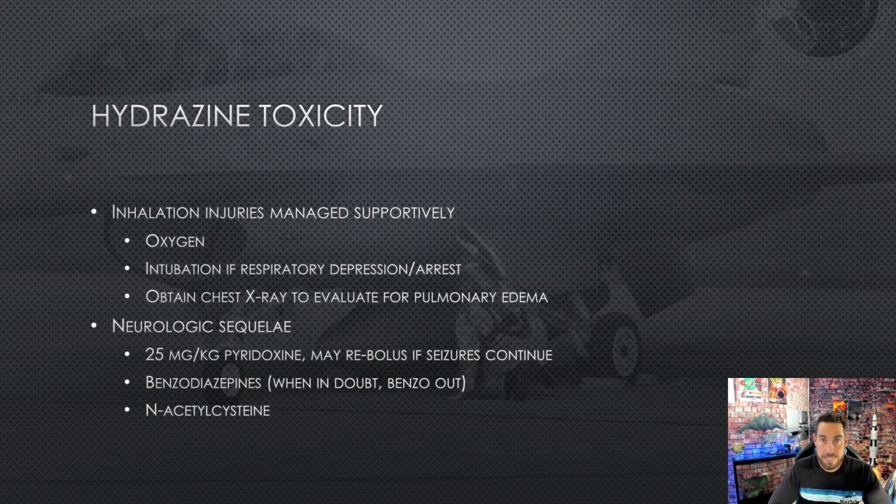And then N-acetylcysteine also. Makes sense, redox potential, glutathione depletion. Let's give N-acetylcysteine, which is going to be a glutathione surrogate, which is going to help prevent or mitigate any hepatotoxicity that goes along with it.